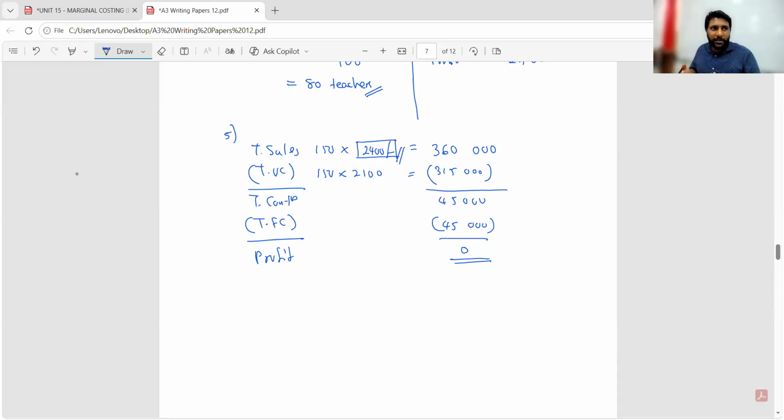So when you are doing a project, you can't make losses, no? Zero. The minimum ticket price, how much should you charge from a teacher? Minimum you should charge 2,400. Okay?